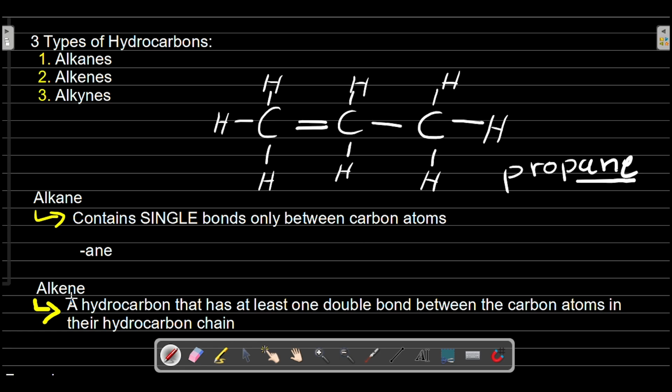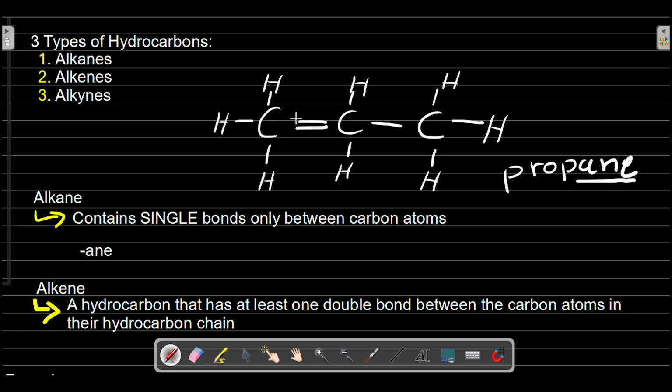For it to be an alkene, it has to have at least one double bond between the carbon atoms in the hydrocarbon chain. So between the carbon atoms, there's a double bond. That's how you identify an alkene. But something is wrong here.